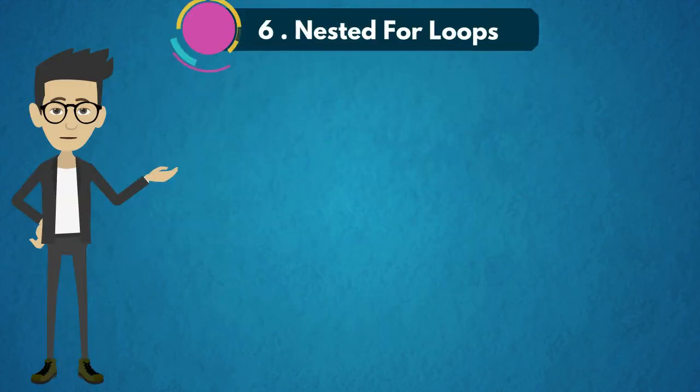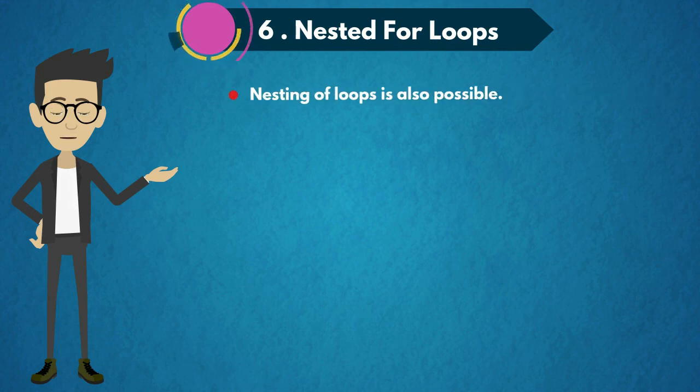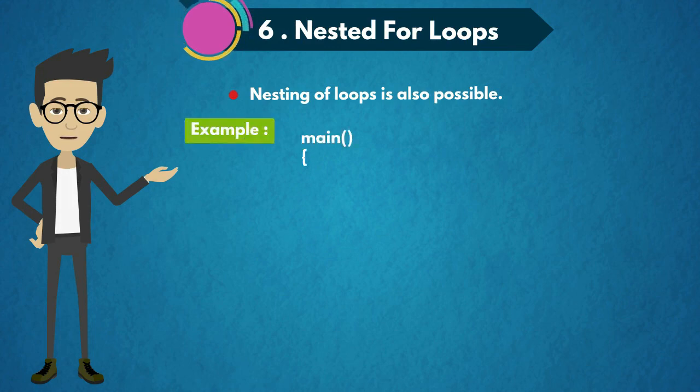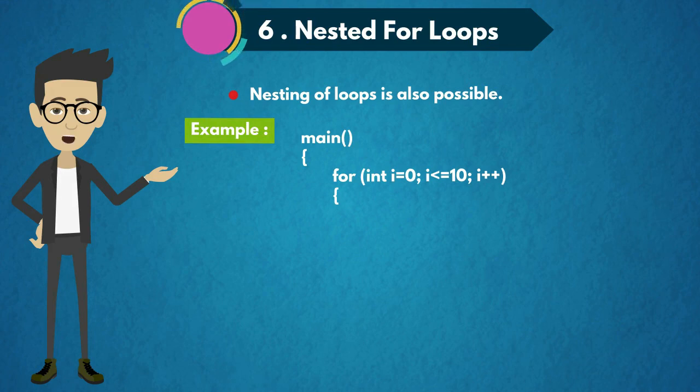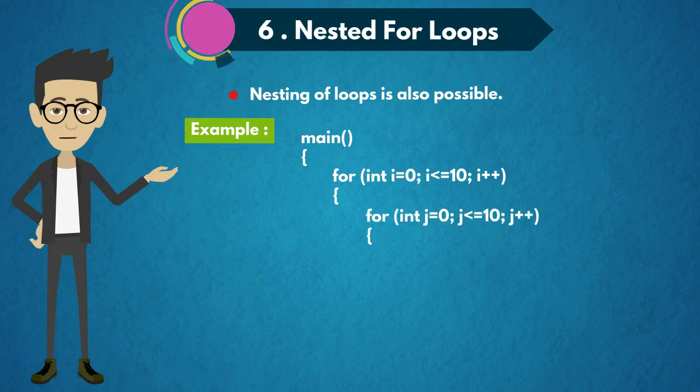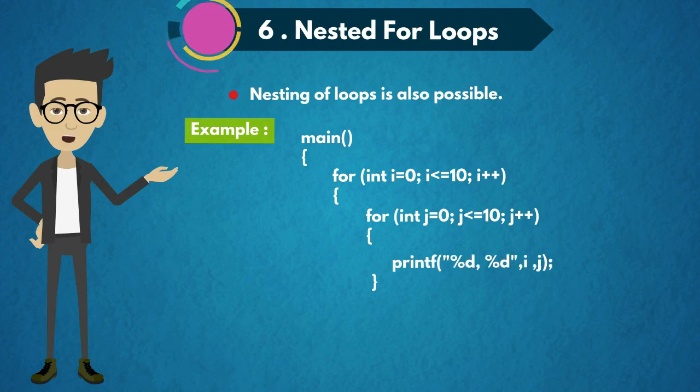The sixth concept is nested for loop. As we have discussed earlier about nested if else, now we are going to discuss nested for loops. Nesting of loops is also possible. For example, main, for int I equal to 0, I less than or equal to 10, I plus plus. Here is the for loop condition, and inside that we have another for loop with variable j, and then we print both variables I and j.